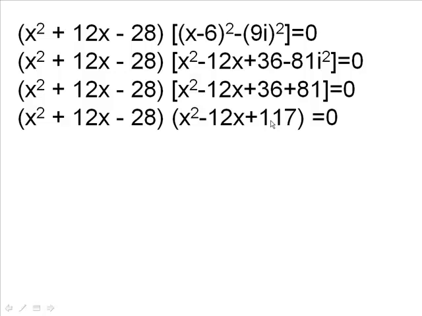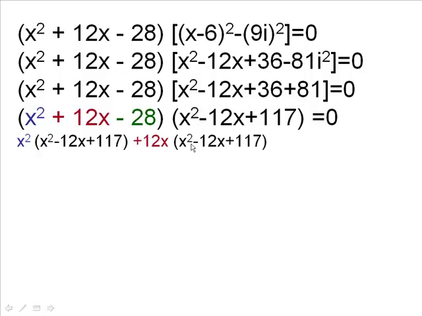All right, now we're going to have to multiply these. So let's make this one blue, this one red, and this one green. We'll take the blue x squared times all of this. Then we'll take the 12x in red times this same thing over here. Then we'll take the green one times the same parentheses.